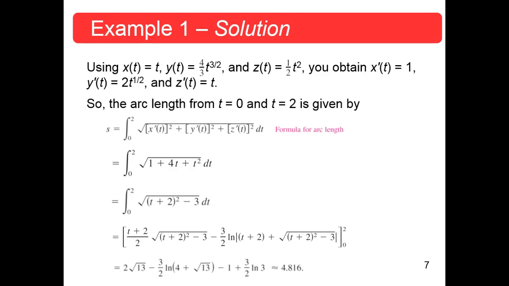And log 3 is less than 1, but 3 halves is greater than 1, so you get enough of a plus there. You come up to 4.61816. All right.